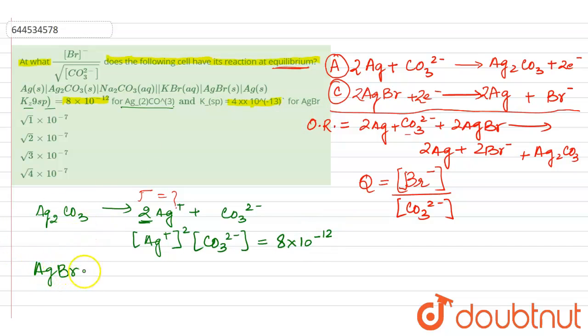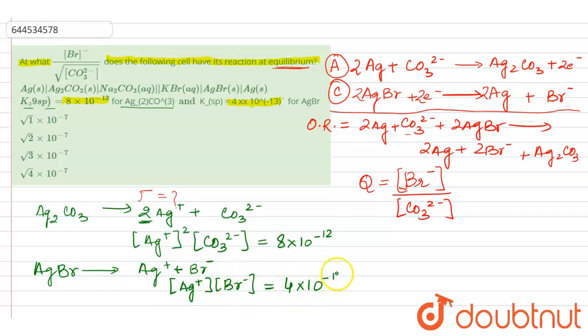Now, AgBr breaks into Ag plus and Br minus. I have written it like this, but brackets wouldn't be here. Wait a minute. Square brackets show concentration, so they would not be present over here. So Ag plus and Br minus. Now, how will we calculate the KSP? Again, the Ag plus and Br minus concentrations, and this is given as 4 into 10 to the power minus 13.